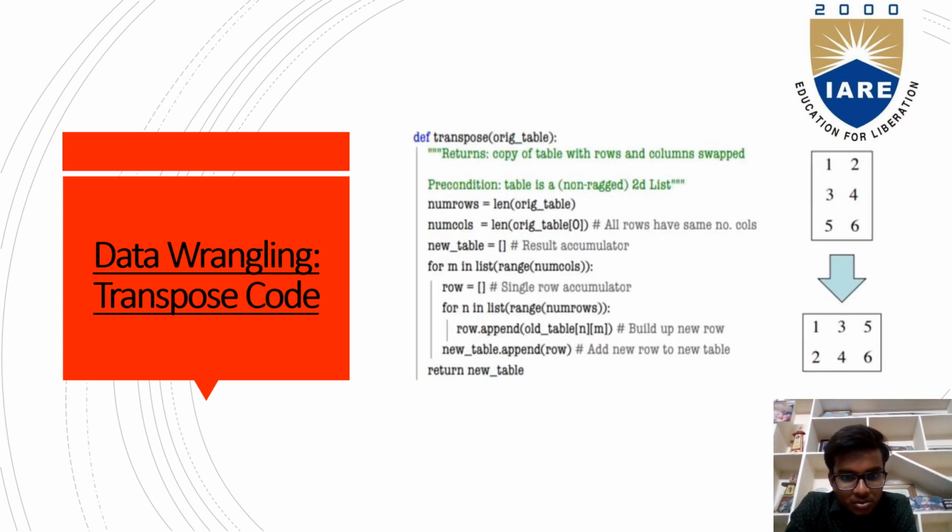Data wrangling transpose code returns a copy of the table with rows and columns swapped. Precondition: table is a non-empty list. Data wrangling is a process of gathering, collecting, and transforming raw data into another format for better understanding, decision making, accessing, and analysis in less time. Data wrangling is also known as data munging. Importance of data wrangling. Data wrangling is a very important step. The below example explains its importance.